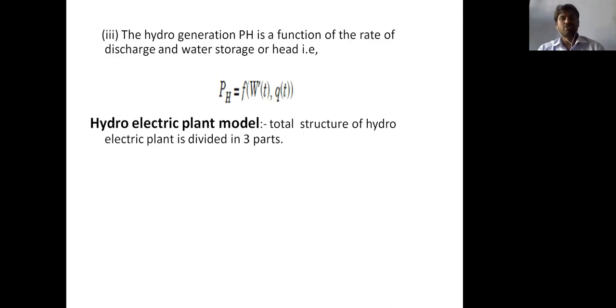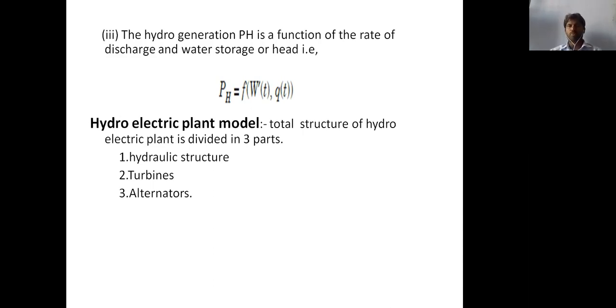The total structure of a hydroelectric power plant can be divided into three parts: one is the hydraulic structure, the second is the turbine, and the third is the alternator.